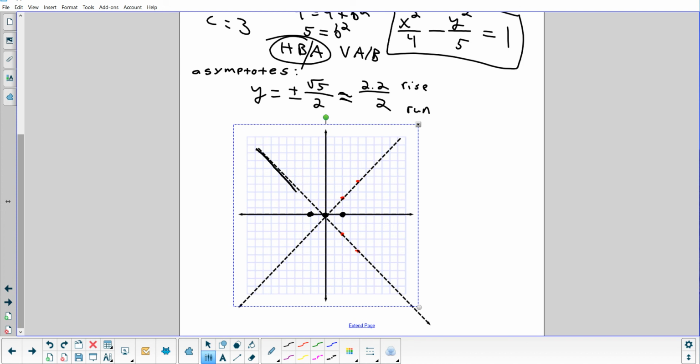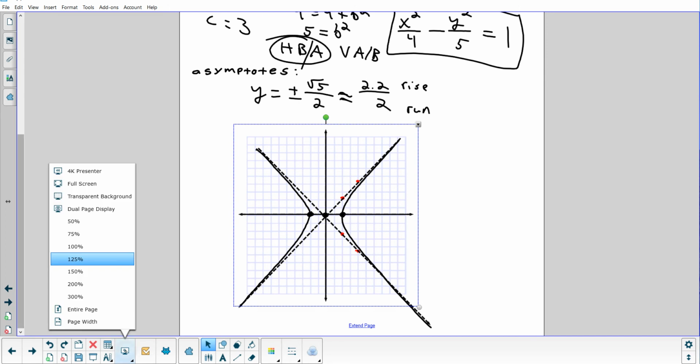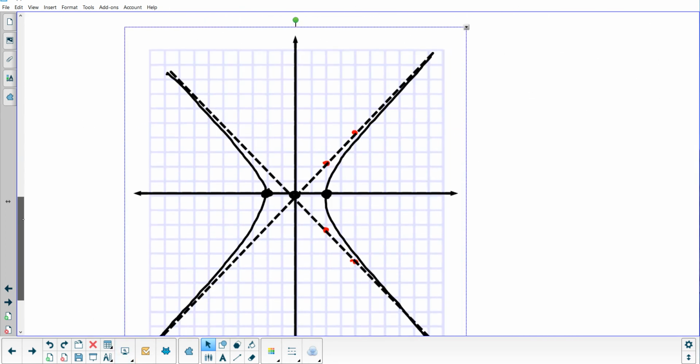So stay very close to it. Come away and get close again. Same thing over here. Stay pretty close. Start to curve away. And get close again. And that's your sketch.